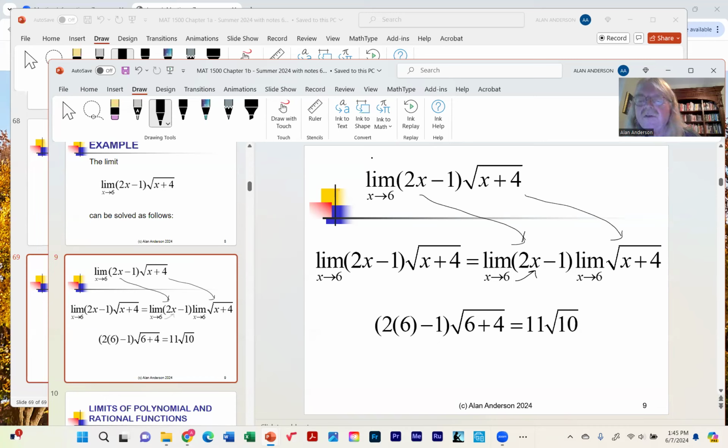Now, because these are polynomials, at least here under the square root sign, we're just replacing the x's with the 6, and you do eventually end up with 11 radical 10. Okay.